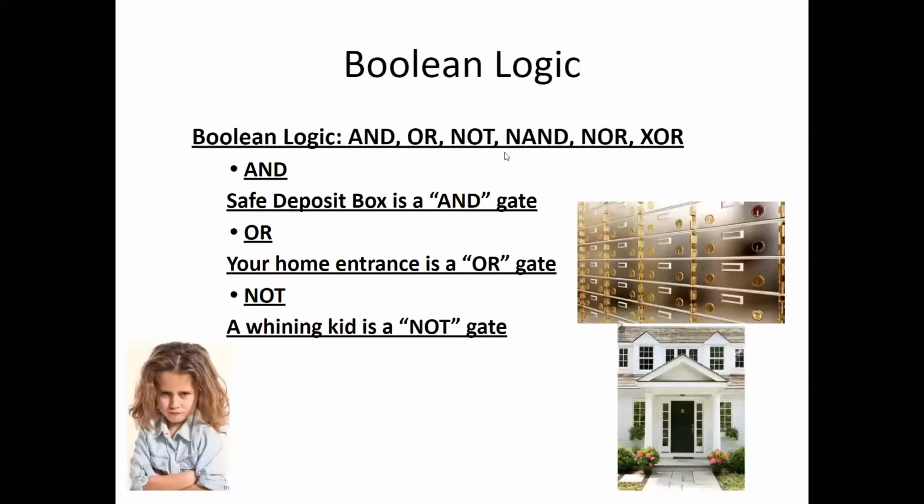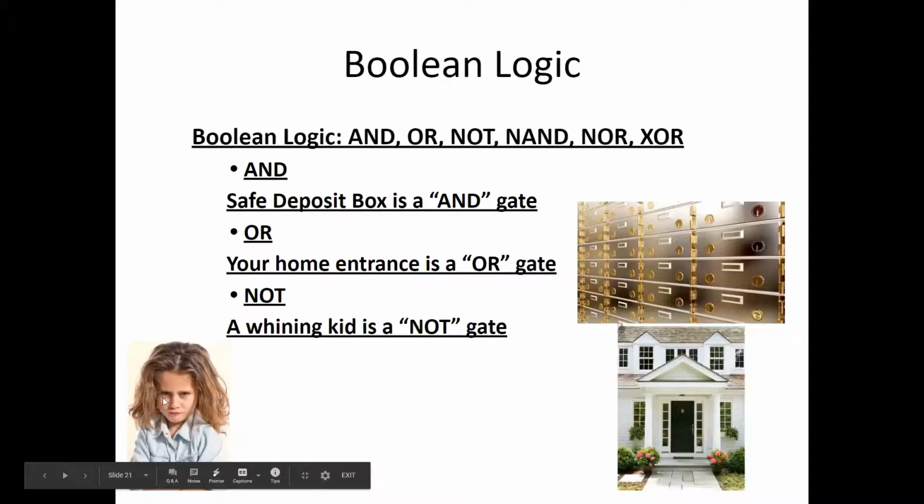So Boolean logic. AND is like a safe deposit box, an AND gate, where you need both keys in order to open up this one drawer. OR is like your home entrance, where you only need one key in order to open up the door. And NOT means that an example could be like a whining kid who won't change his mind.